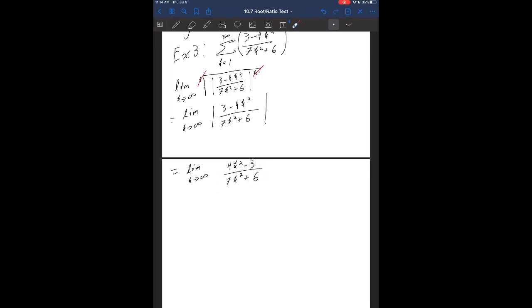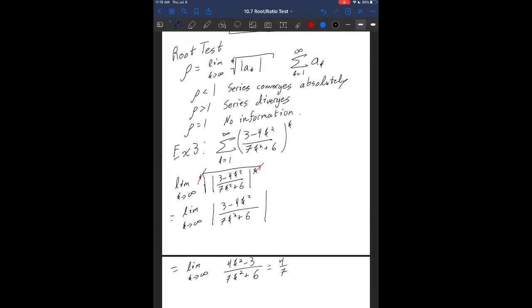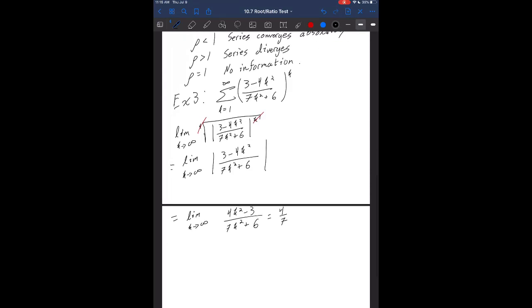And again, this is a case we know how to deal with. It's a rational function: we have a polynomial over a polynomial, and even better, the polynomials have the same degree. So we have 4k squared over 7k squared, which is going to translate into 4/7. This 4/7 is our rho value. Rho in this case is less than 1, since 4/7 is less than 1. And so this series is going to converge absolutely.